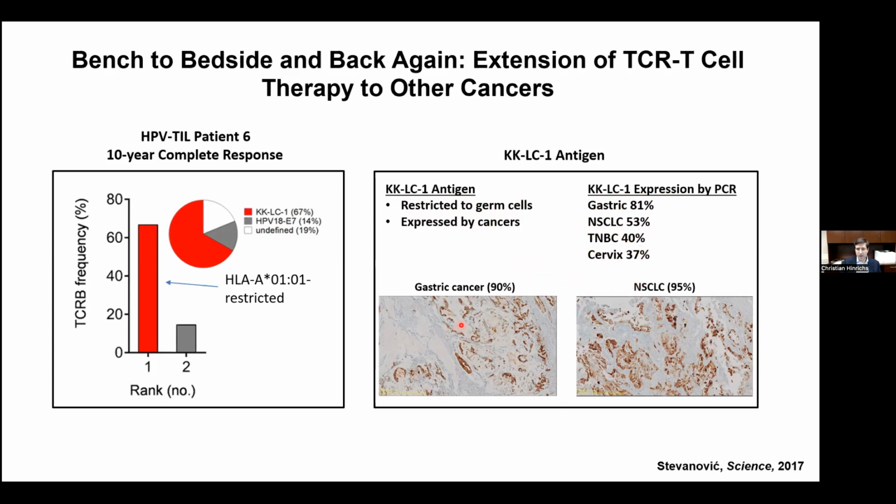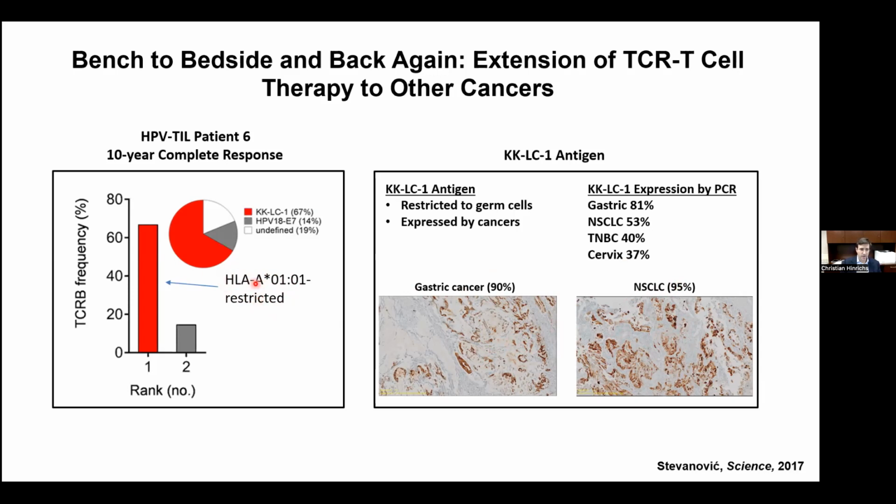By C, these numbers are highly optimistic, but there's still a substantial fraction in our small sample set that we've looked at that have high expression. For example, here's a gastric cancer with 90% expression and a non-small cell lung cancer with 95% expression. So in some cancers, this seems to be a very uniform, very attractive target. And this restriction element is present in about 25% of the population.